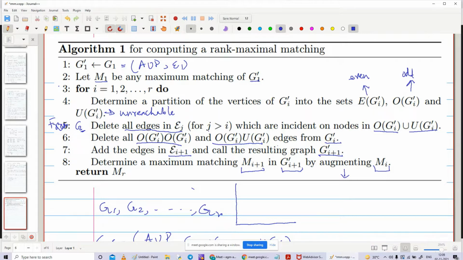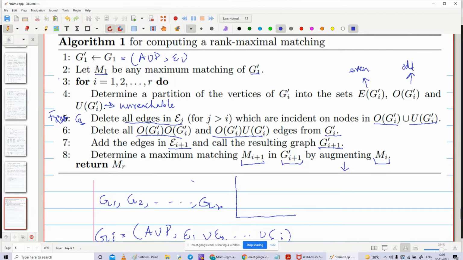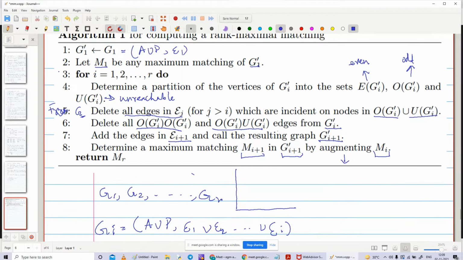Okay. Any question about the algorithm? After this we are going to see the correctness of this algorithm, why it gives us a rank maximal matching. Shall we proceed, or do you have any questions, anyone?